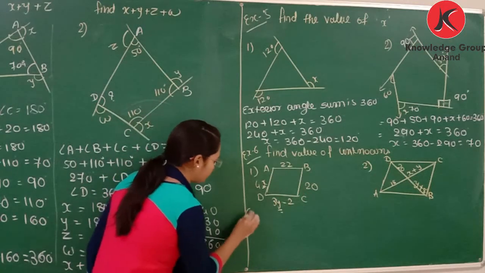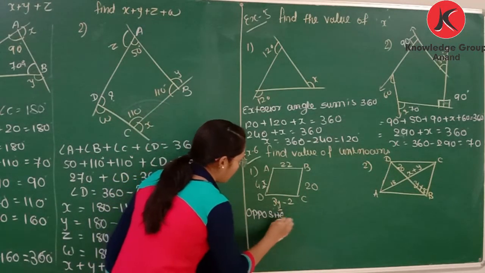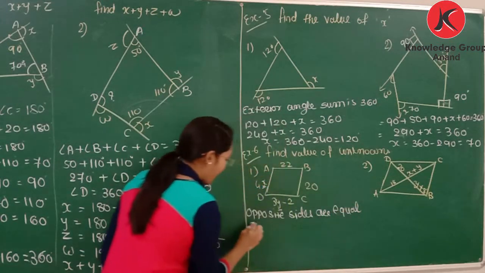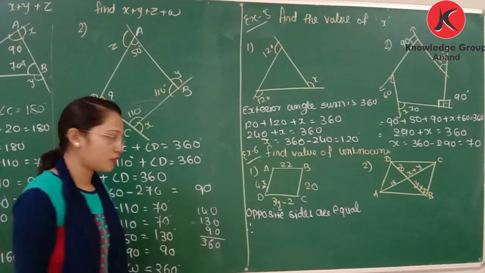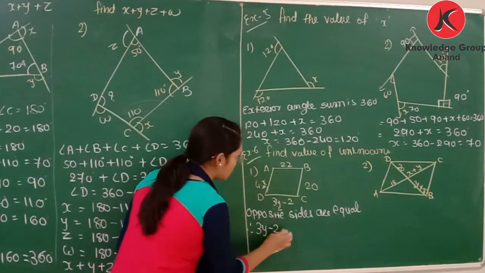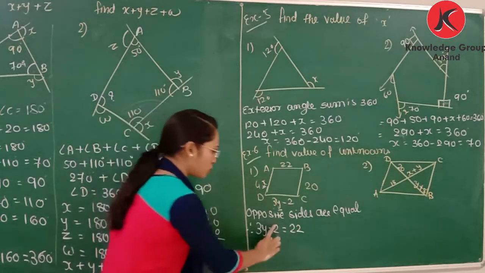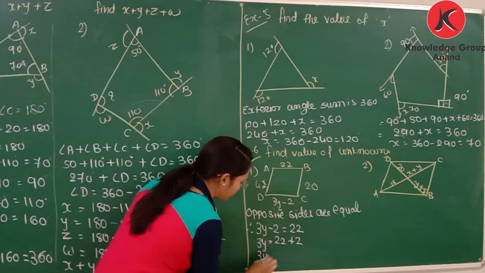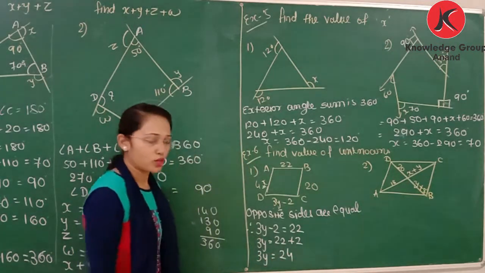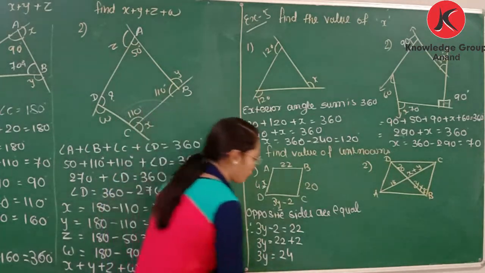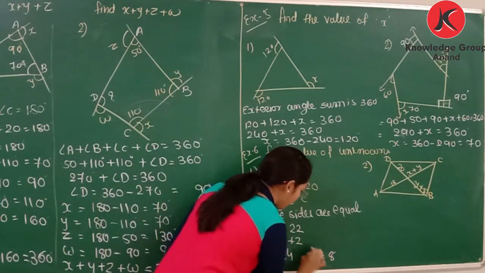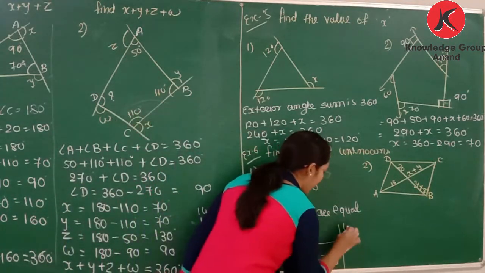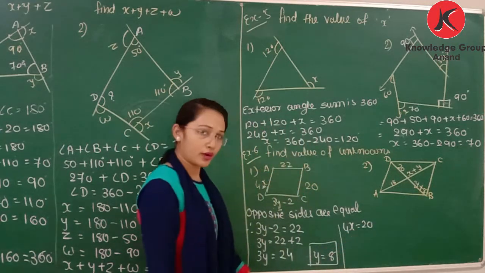So we can write opposite sides are equal. Why? Because it is a parallelogram. That's why we can write 3y minus 2 is equal to 22. 2 on the right side, it is 22 plus 2, 24. If you divide 24 by 3, you will get y is equal to 8. Now 4x is equal to 20. Why? Because they are opposite sides. 4 in a divide.